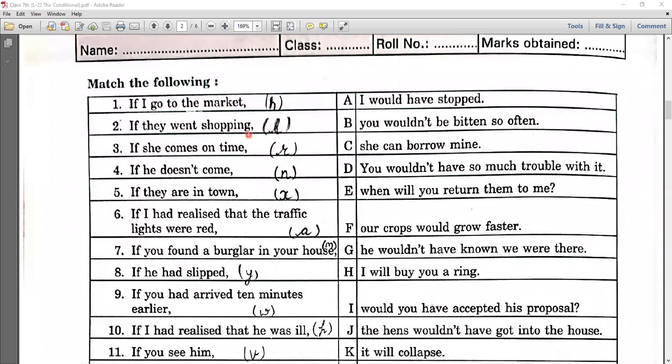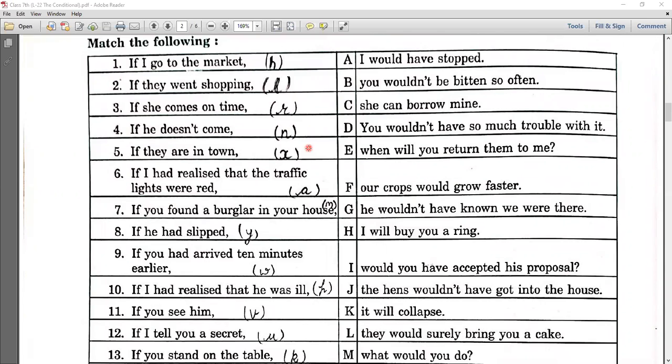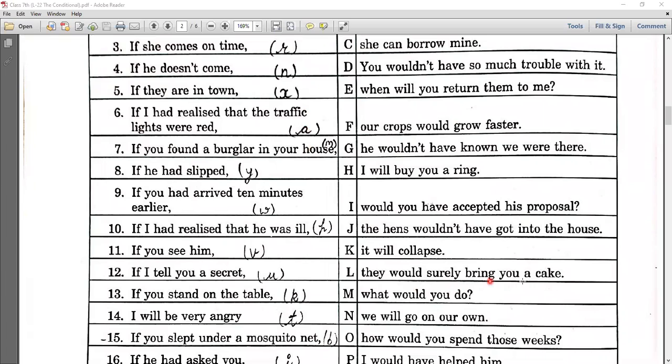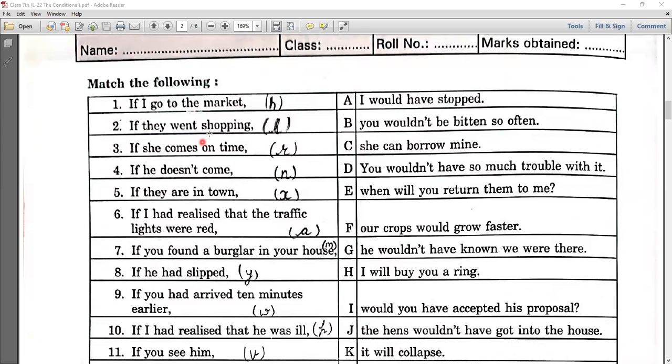If they went shopping, so the answer is they would surely bring you a cake. Why is there would written? Because there is second form of go: went, gone. Okay, this is the second form and this is also a second conditional sentence.